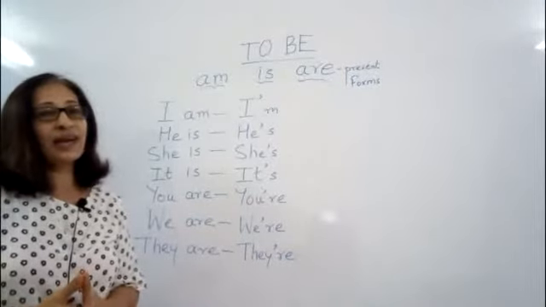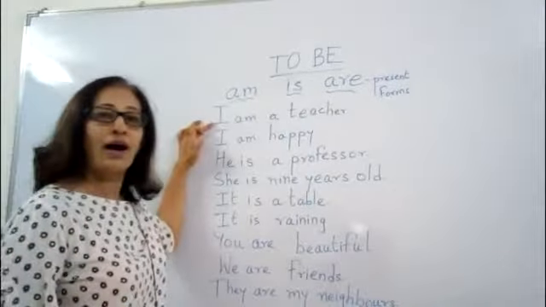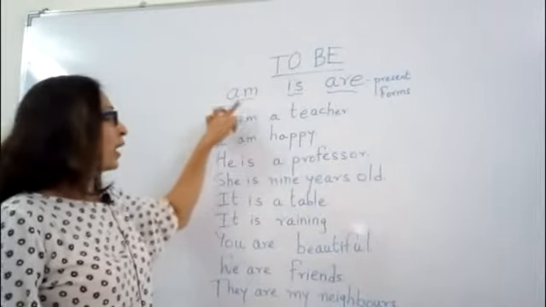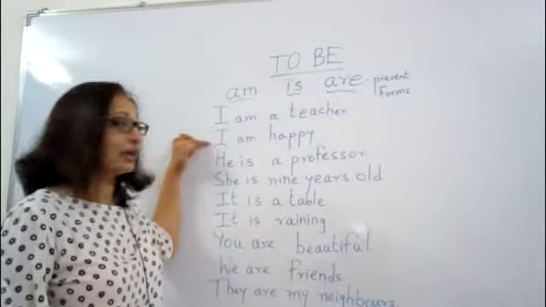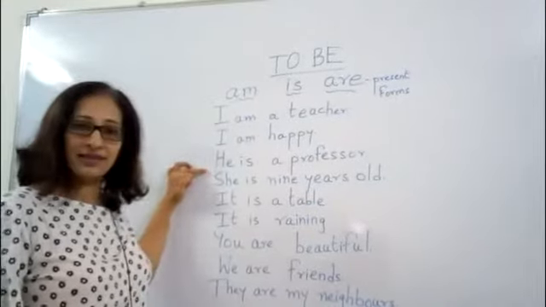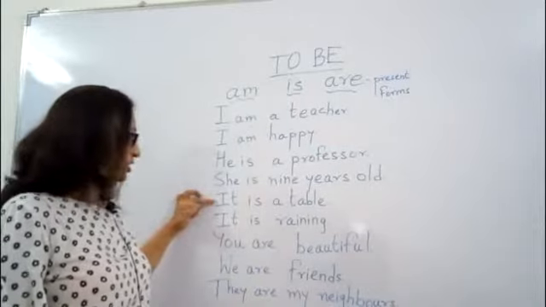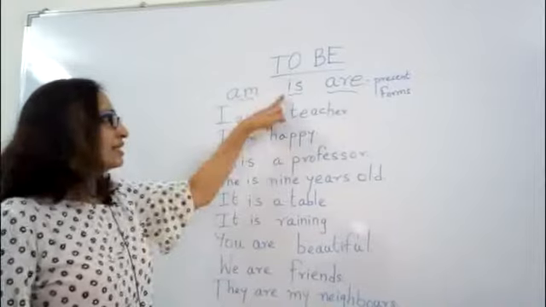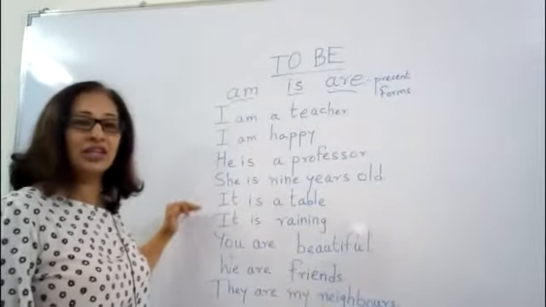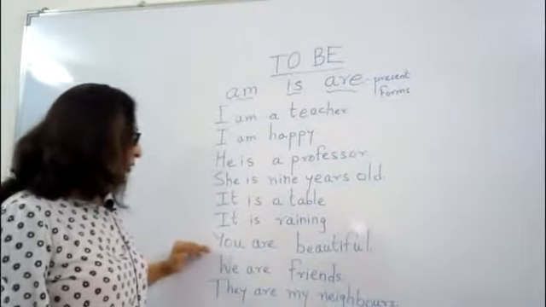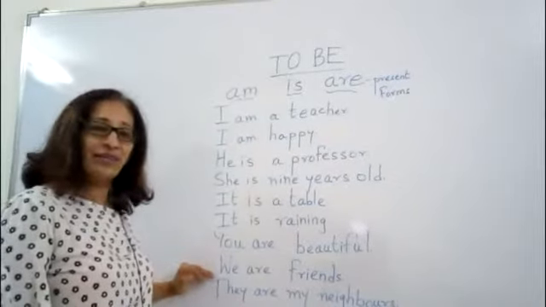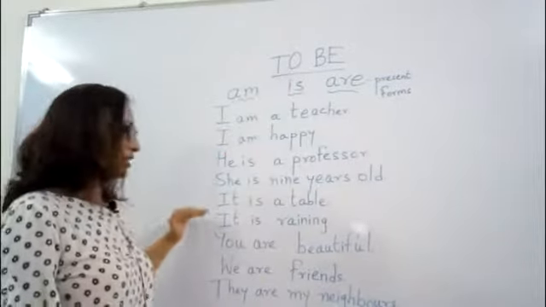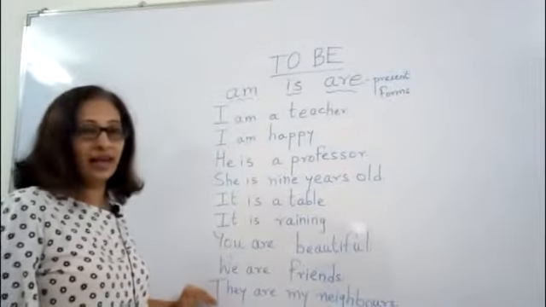Now let's have a look at some sentences. I am a teacher. I am happy. Am is used with the subject I. He is a professor. She is 9 years old. It is a table. It is raining. Is is used with the subjects he, she, it. You are beautiful. We are friends. They are my neighbors. So are is used with the subjects you, we, they.